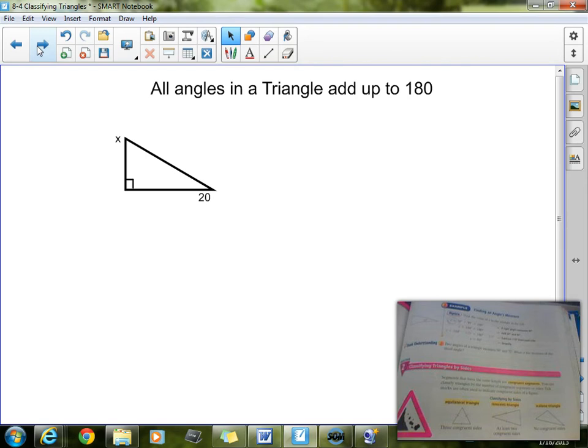Now we can also use one of the facts about triangles to find some missing angle. This is the very top of page 393, you see right here. This is the problem right there. Now we use the fact that all angles in a triangle add up to 180 degrees. So every single triangle you will ever find, if you were to add up the measure of the angles, every single one would equal 180 degrees.